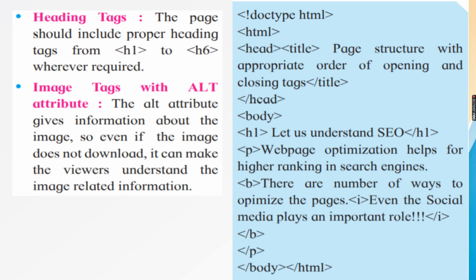So the alt attribute gives information about the image, so even if the image does not download, the description is still available. You are also not supposed to upload very high quality images, because very high quality images take a lot of time to load on the page, and that waiting time may irritate the user.